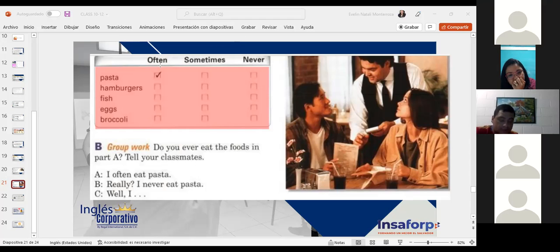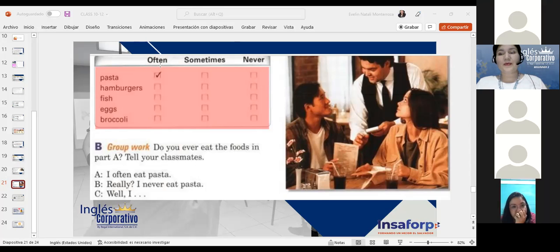Give me your examples. I often eat pasta. I sometimes eat hamburgers. I never eat fish. Good. I often eat eggs. And sometimes I eat broccoli. Good, very good. Let's go with Mr. Gerardo. Give me your examples.